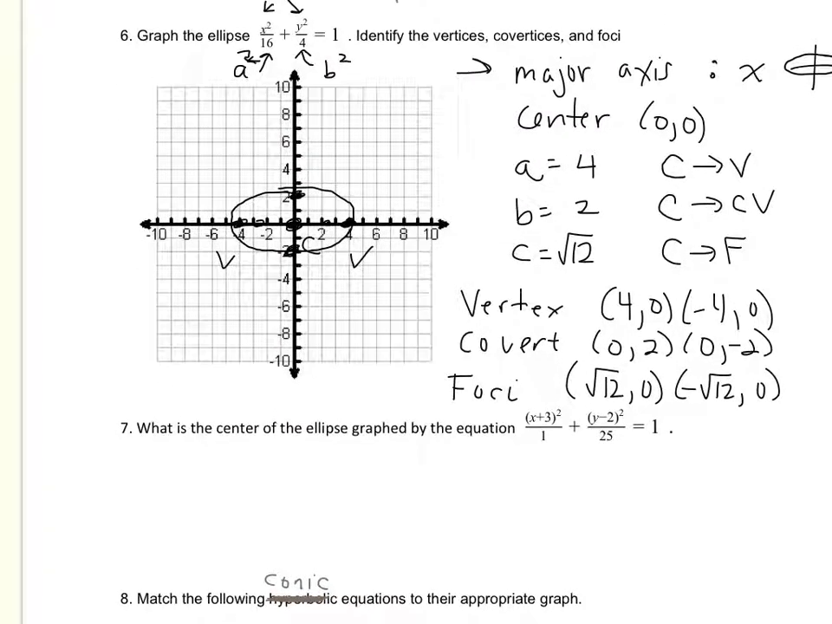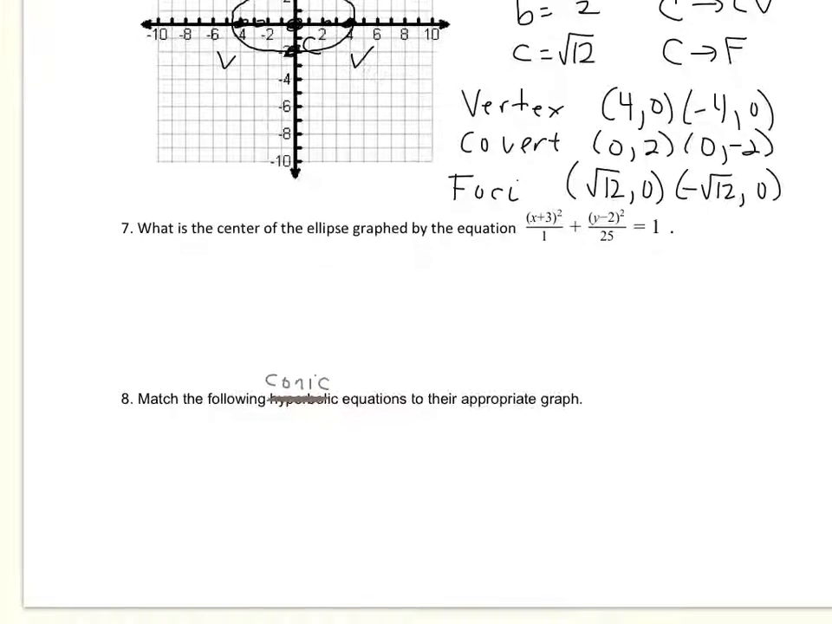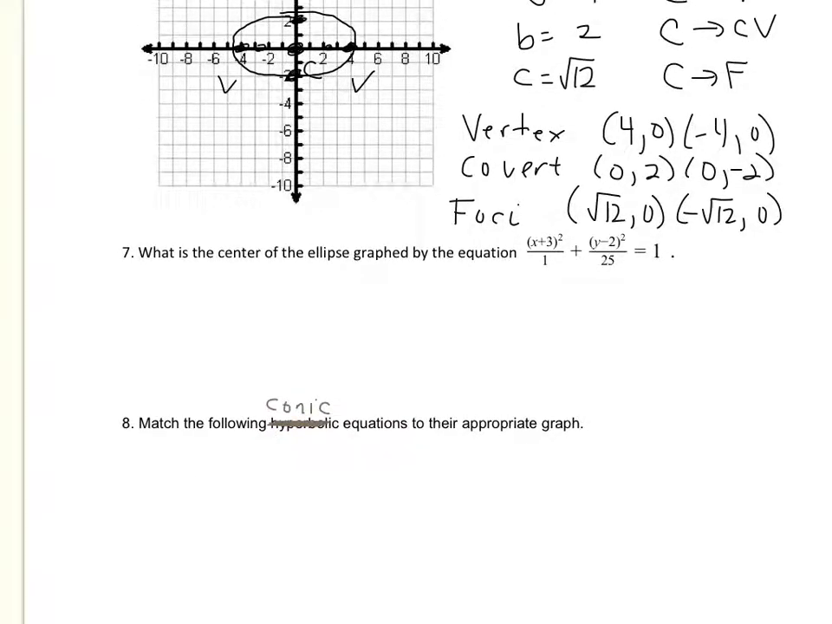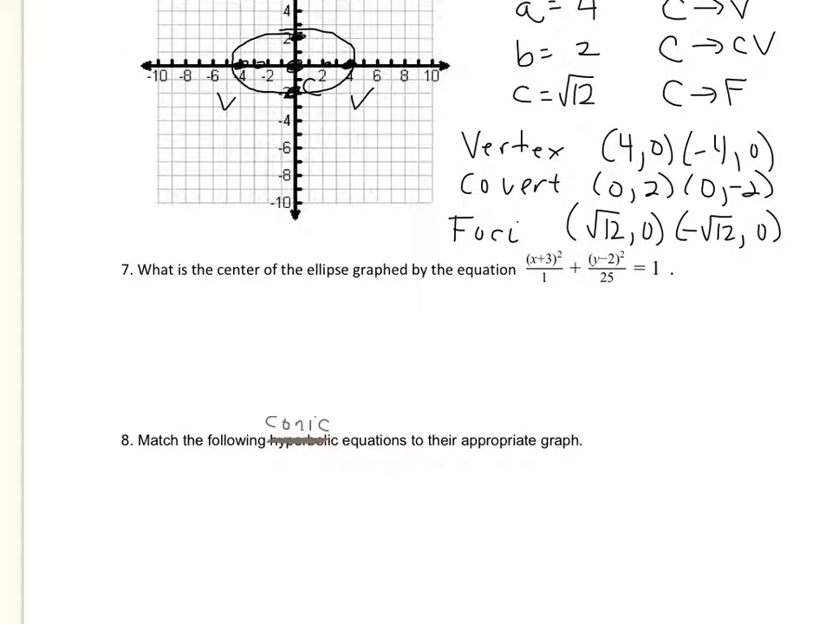All right, let's look at number 7. 7 is also an ellipse. It says, what is the center of the ellipse graphed by the equation (x plus 3) squared plus (y minus 2) squared? Well, the center in this case is very simple, just like the circle. The center is just going to be the opposite of those numbers in the parentheses. So the center will be negative 3 and positive 2.